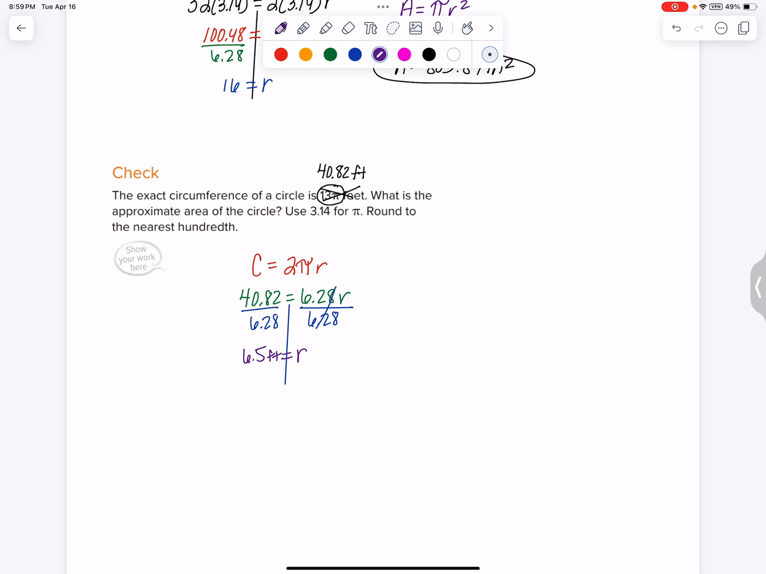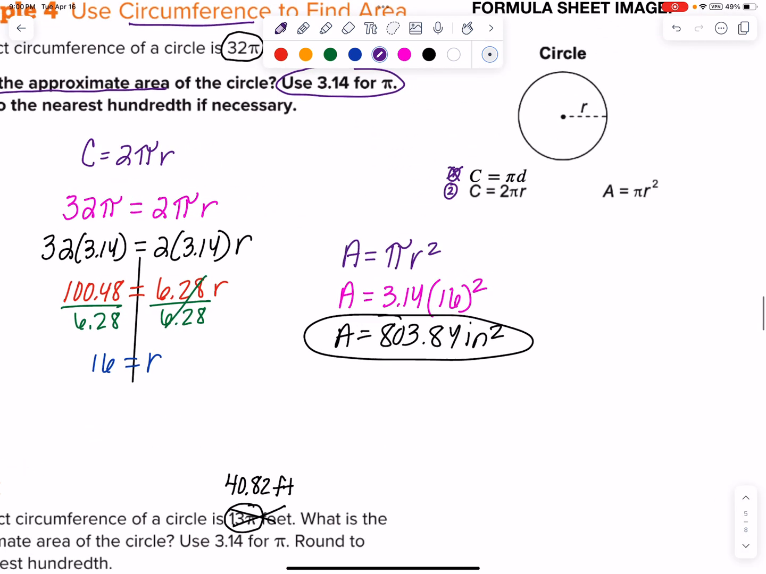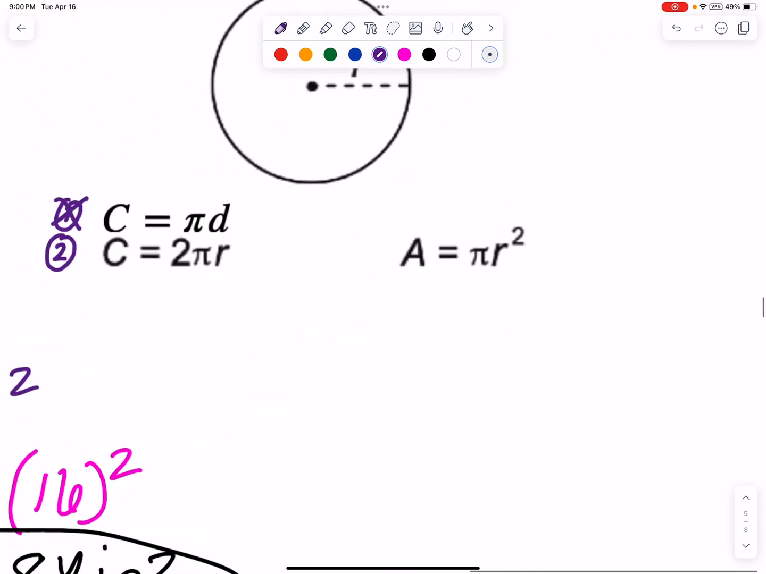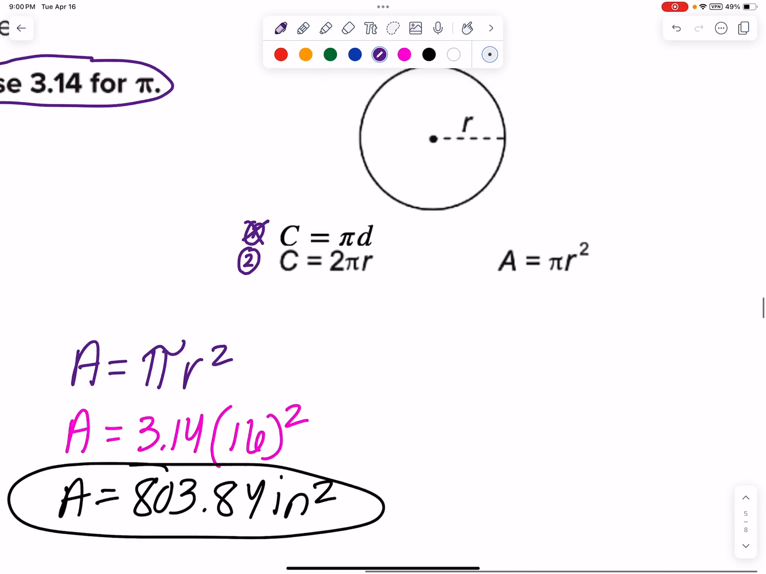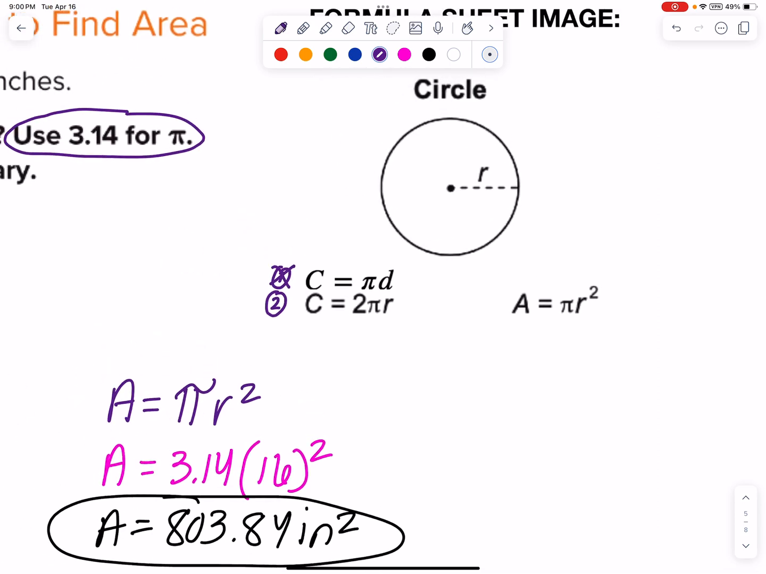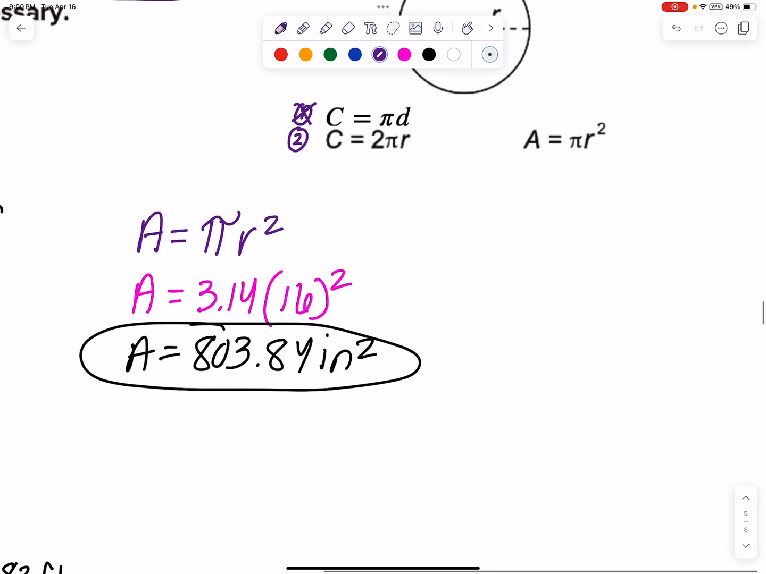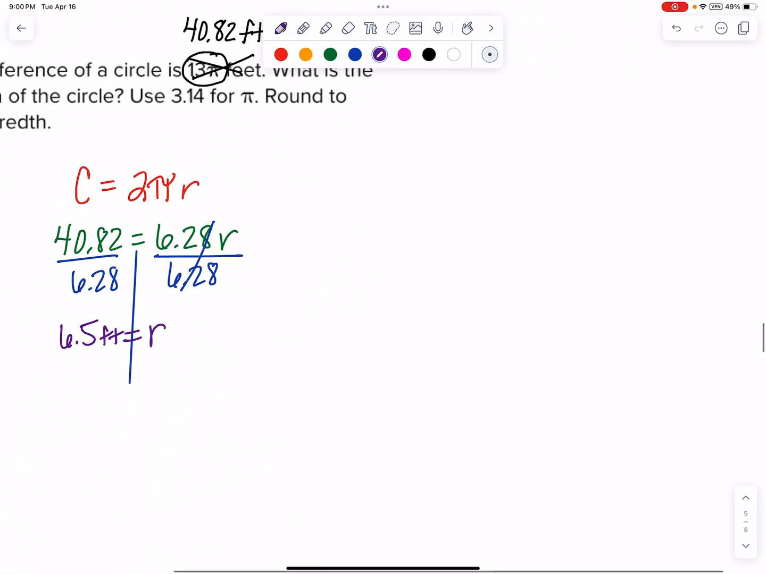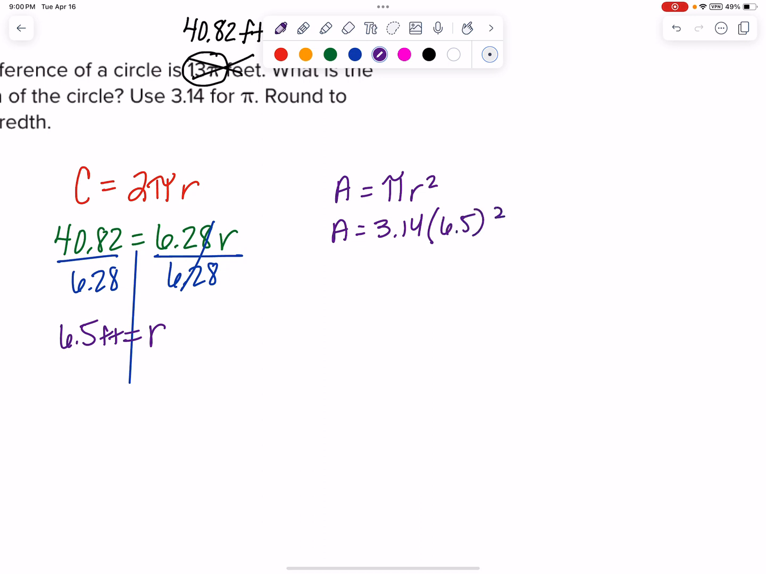All right, so now that we have the radius, let's go ahead and use the formula, and it's okay for you to go back up to the formula. Like I said, you don't have to remember them all. You just need to be able to access and use the formula sheet. So we're doing area equals pi r squared, always writing the formula first. 3.14. Now we know the radius is 6.5 and squared.